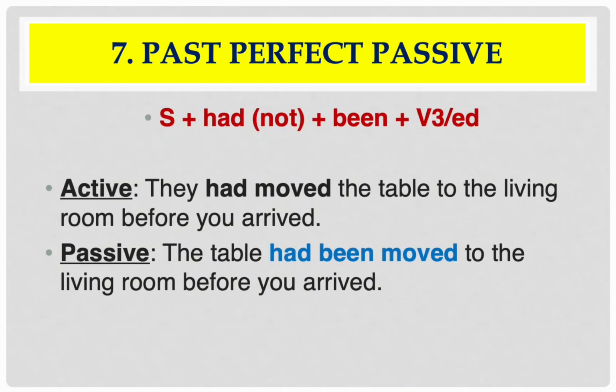Past perfect passive. Subject plus had, been, past participle. Notice the verb change in the example. Active, had moved. Passive, had been moved. Had stayed the same for past perfect tense. Add been to form the passive, and the main verb move stays in past participle.